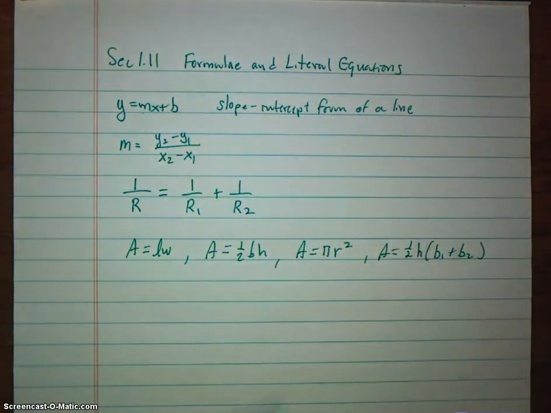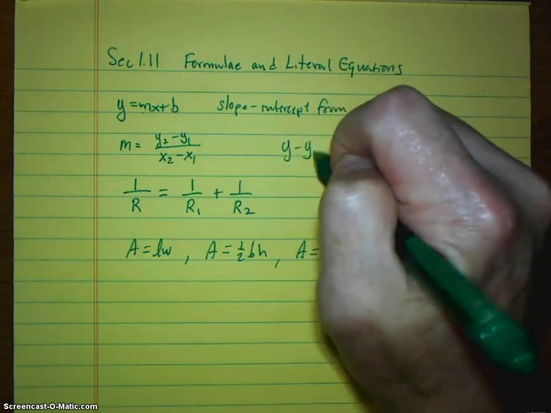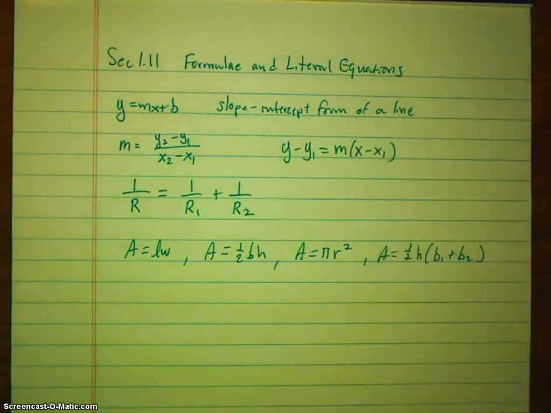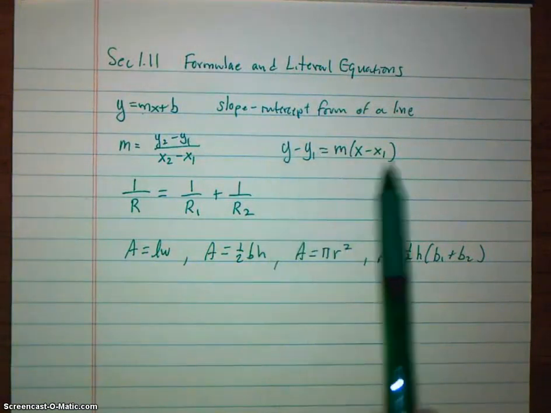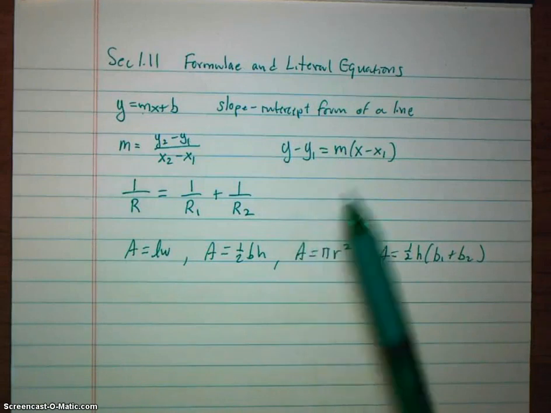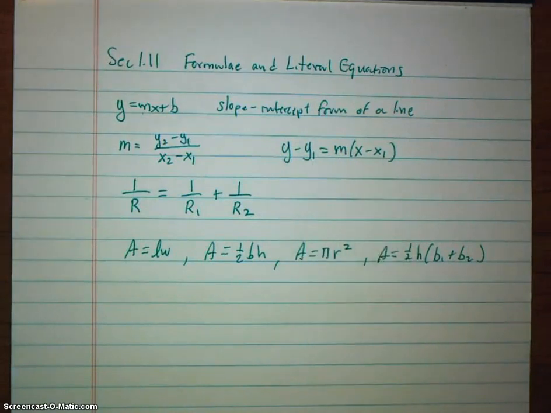Oh, here's another one that you might know. I'm going to write it back up here because it goes up with lines. Y minus y1 is m times x minus x1. If you haven't seen that one before, don't worry. You will see it again in the future. This is another equation of a line. This one's called point slope. M is still the slope, and x1, y1 is any point on the line. That's why it's called point slope.